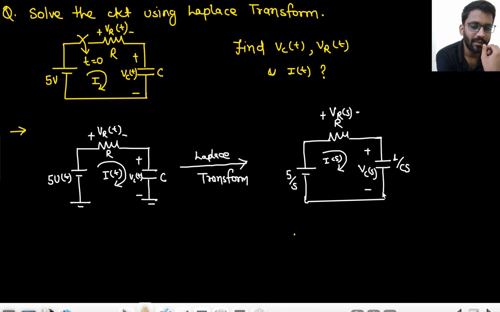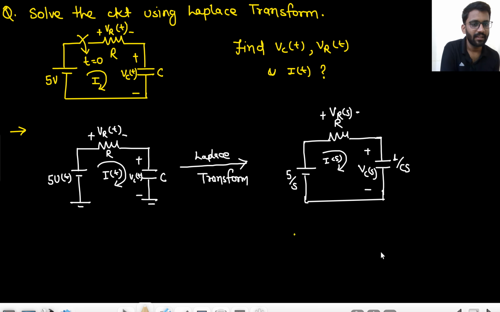Every time domain quantity is replaced with its S domain counterpart. From time domain to S domain we are going. Time domain 5 u(t) becomes 5 by S. VR(t) becomes VR(s), VC(t) becomes VC(s), i(t) becomes I(s). Right. And C is replaced with 1 by Cs.